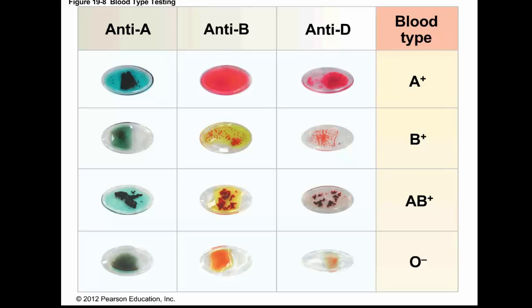If a person is B positive, we get that reaction. If they are AB positive, we get that reaction, and if they are O negative, we get that reaction.